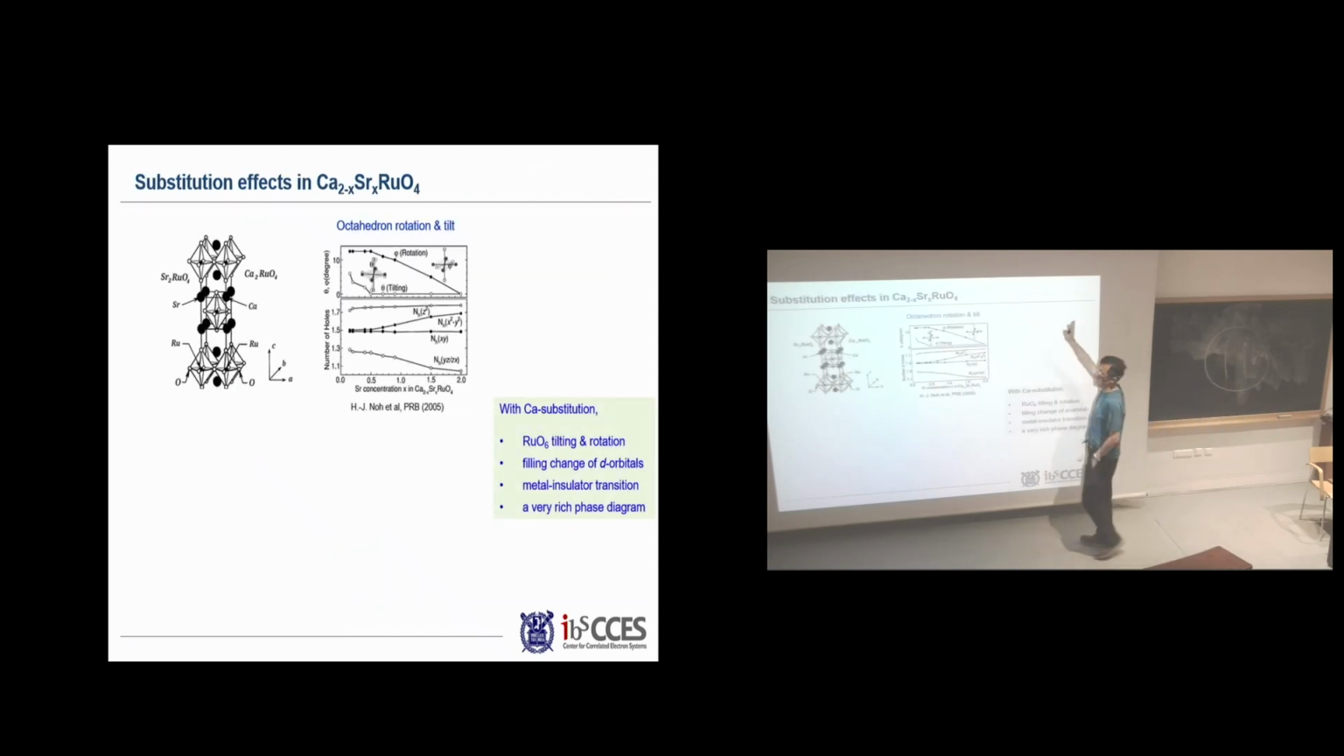In addition, if you look at the two-dimensional strontium ruthenate, the 2,1,4 compound, it has a huge effect from calcium doping or substitutional doping. For example, if you dope this strontium with calcium, the oxygen octahedra will become tilted and rotated, and this is a tilting angle, and this is a rotation angle. So there's a large tilting and rotation. Then the occupation number of the orbitals changes significantly as well.